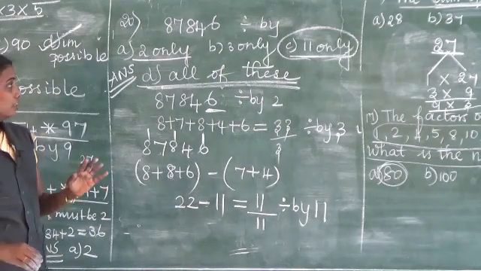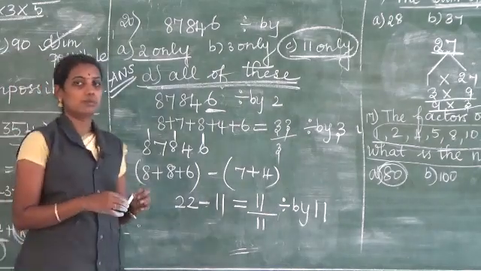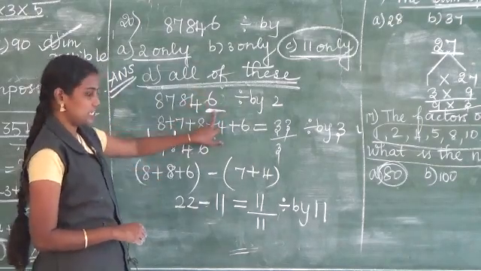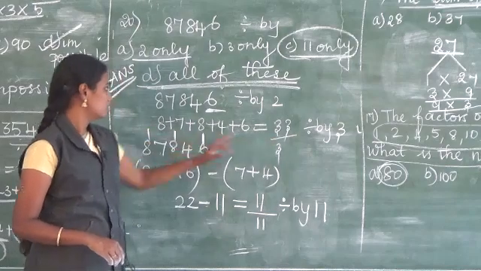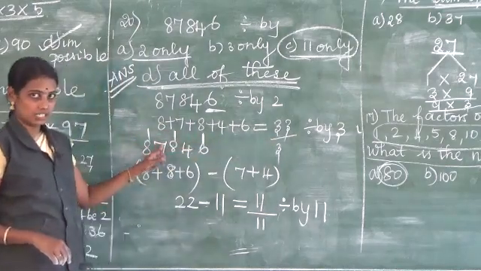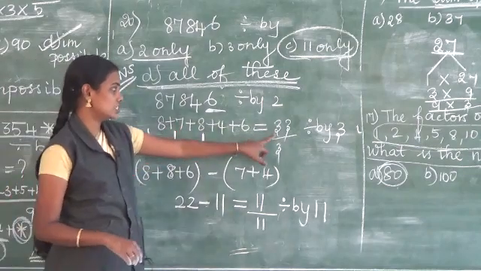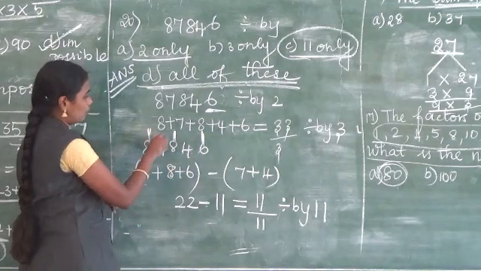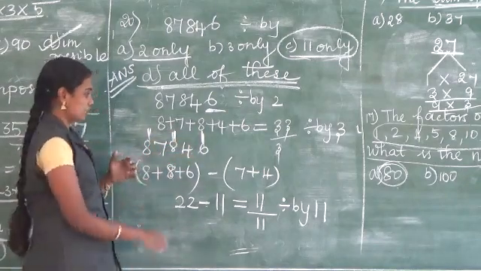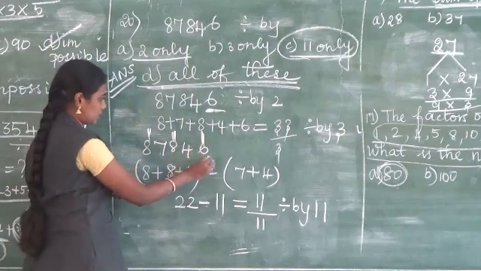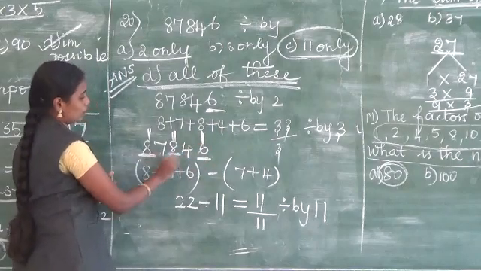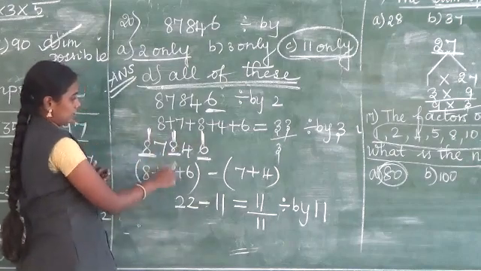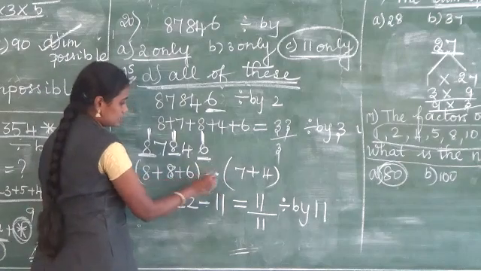Once again, I will tell the rules, follow the rules. If you remember the rules, it's very easy. Divisible by 2 means the last digit must be an even number. Divisible by 3 means add the digits, and if the sum of the digits is divisible by 3, then it is divisible. The rule of 11 is different: add the digits in alternate places. Leave one and add the next. I added these 3, then these 2 also I added, then subtract.